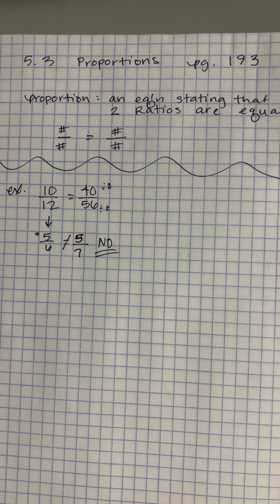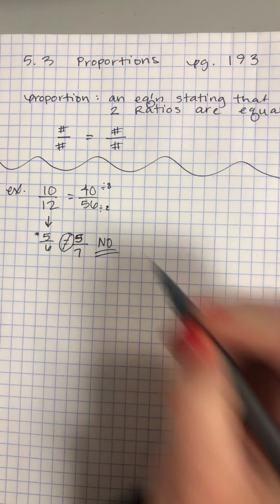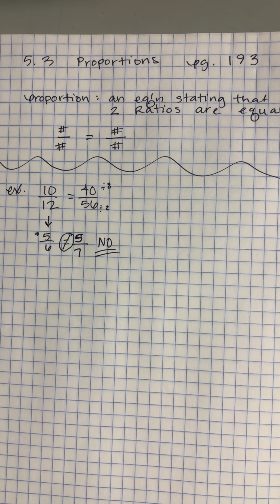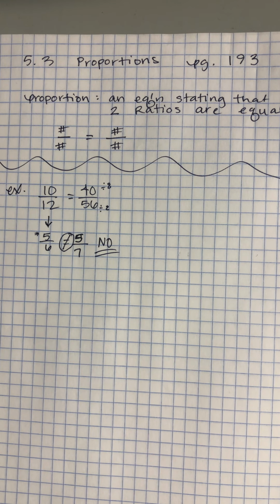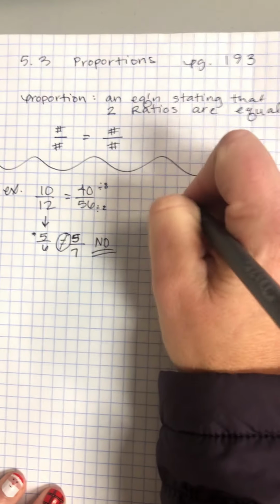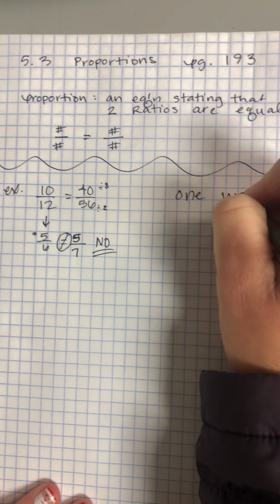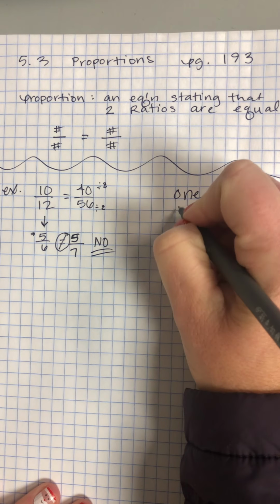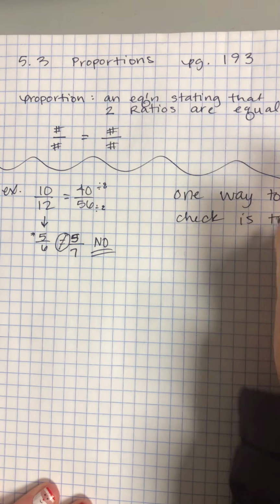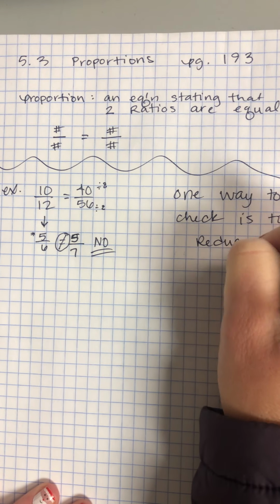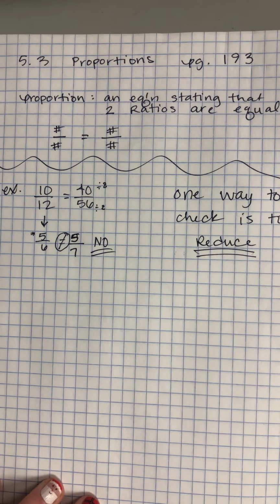I feel like it was Nora. You really like this symbol, the equal sign with the line through it. Yeah. Now we get to use it. So it's not really an inequality, but it is helpful for when you're saying something is not true. Okay, so you can write the word or you can show me the sign. Okay, so one way to check is to reduce.